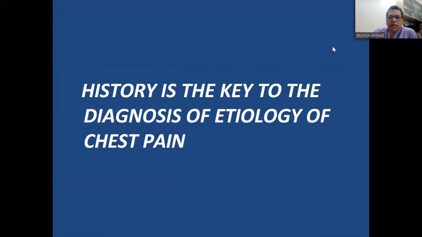History is the key to diagnosing the etiology of chest pain. History is always the most important. So in the long case, also in the short case, in the written exam, you should always emphasize history.